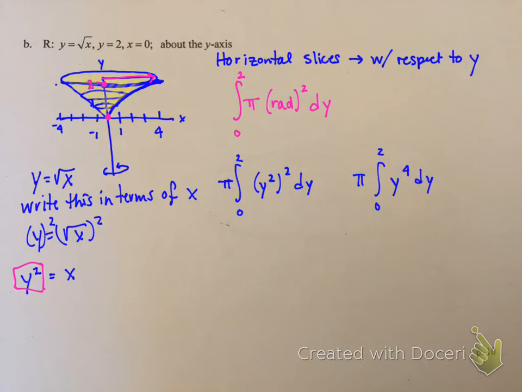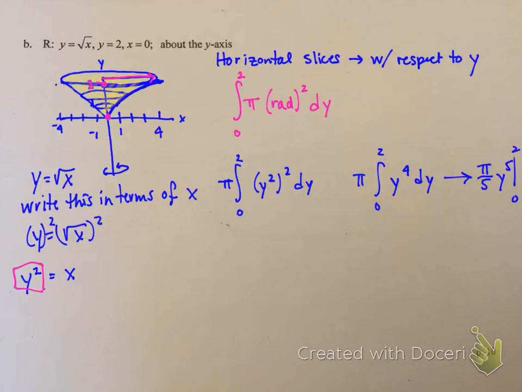Okay, now we have to integrate this. So I get y to the 5th over 5. And remember we have pi there. So I have pi over 5 times y to the 5th. And I'm going to integrate that from 0 to 4. Or 0 to 2. I'm sorry, I wrote down the wrong value. I just caught that.